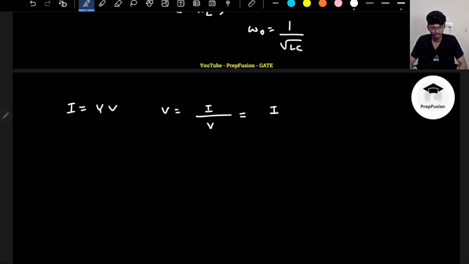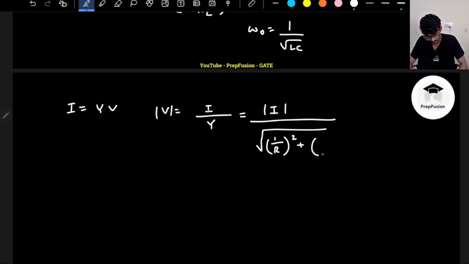Okay, so I can discuss the magnitude of the voltage. Magnitude of the voltage will be magnitude of the current divided by, this will be Y, sorry, by Y. So what is the magnitude of Y? Magnitude of Y is simple: square root of (1 by R) whole square plus (1 by XC minus 1 by XL) whole square. Okay, this is the magnitude of voltage basically. You have understood this very basic point.